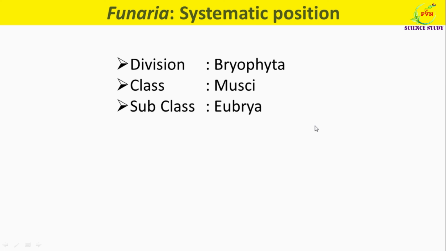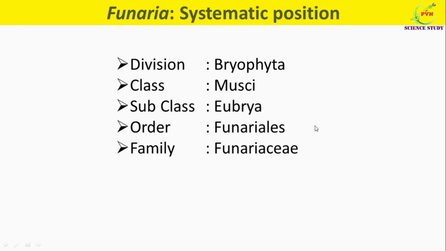Capsule is elevated with much elongated seta. Order is Funariales because peristomal teeth are arranged in 2 rows, operculum without beak, capsule is not cylindrical. Family is Funariaceae because the capsule is drooping and calyptra with long beak. And genus is Funaria because 32 peristomal teeth arranged in 2 rings of 16 each.